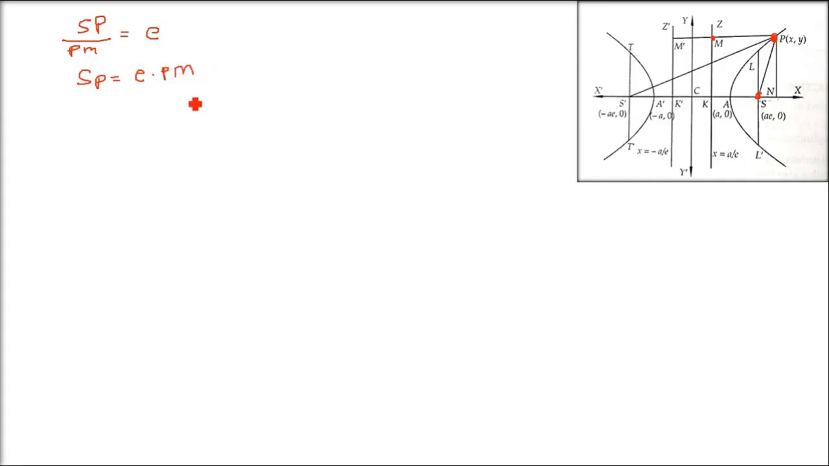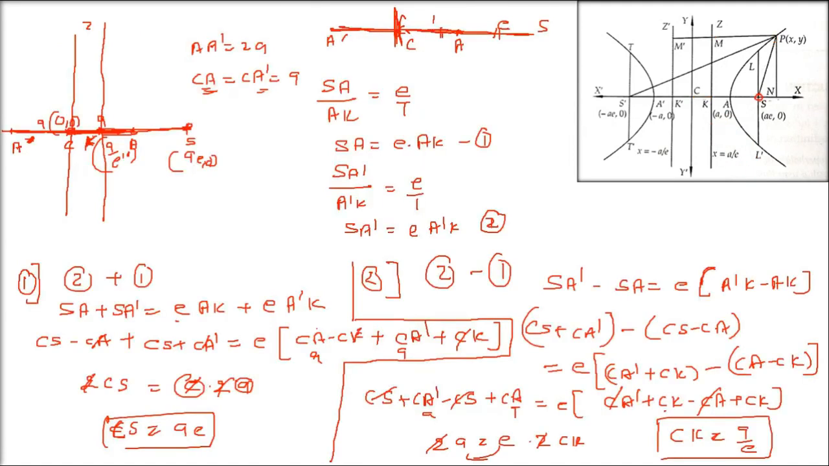Now we'll square it also. I told you this S point we just got as (ae, 0). And what about this point? We know from C to K it's a by e. We already know, we just got it. From C to K, the K point is (a by e, 0). If C is (0, 0), then K point is (a by e, 0). This point is (a by e, 0). Okay, I'm talking about this.